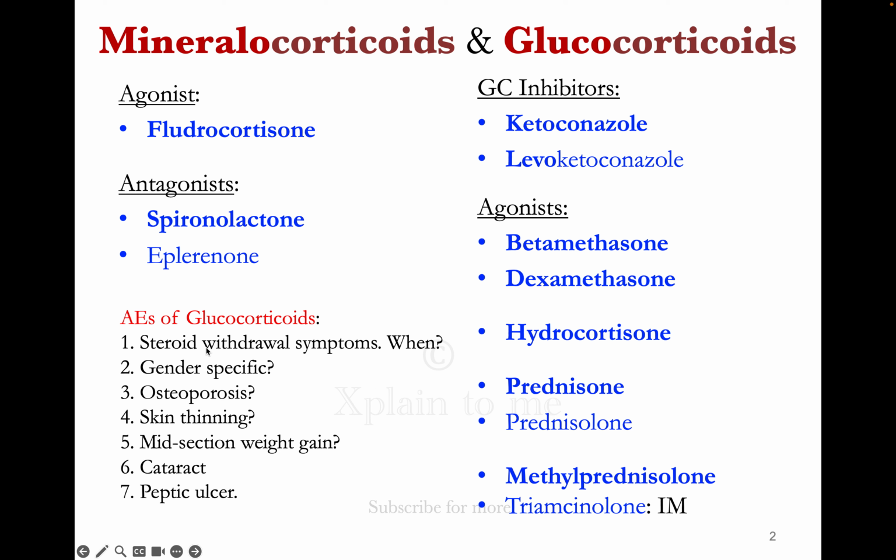Glucocorticoids or corticosteroids cannot be abruptly stopped. If you stop them suddenly, this can lead to steroid withdrawal symptoms. The reason is that long-term therapy with glucocorticoids naturally inhibits the HPA axis, the hypothalamus-pituitary-adrenal axis will be suppressed. That is the reason.